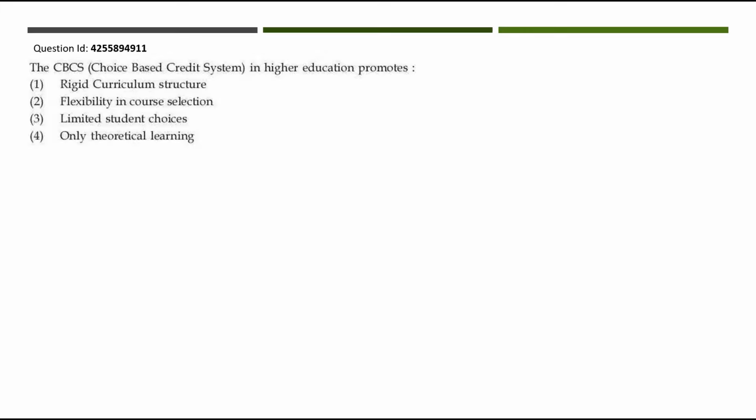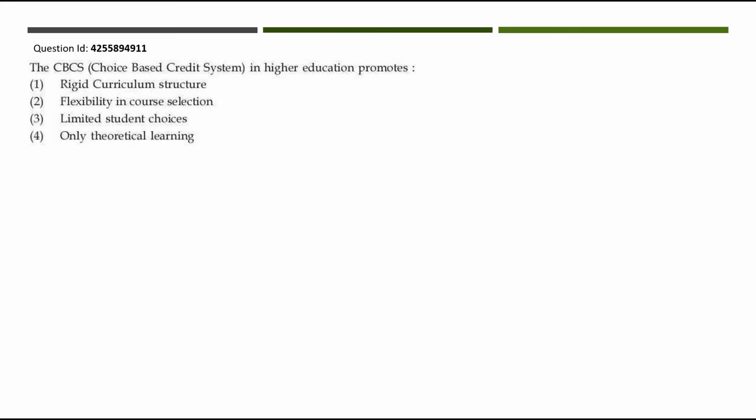Next question. The CBCS system, choice-based credit system in higher education, promotes. If you have done your semesters using CBCS system, you can answer this question. If you are not used to the CBCS system, then you definitely need a learning here. What happens in choice-based credit system? Rigid curriculum structure, flexibility in course selection, limited student choices, only theoretical learning.